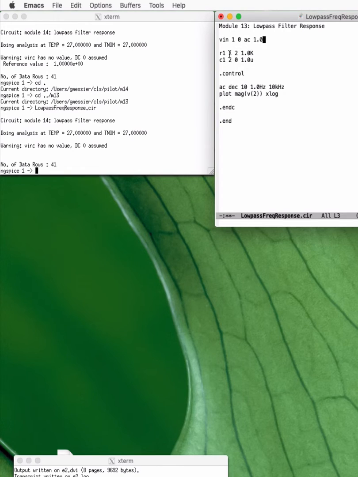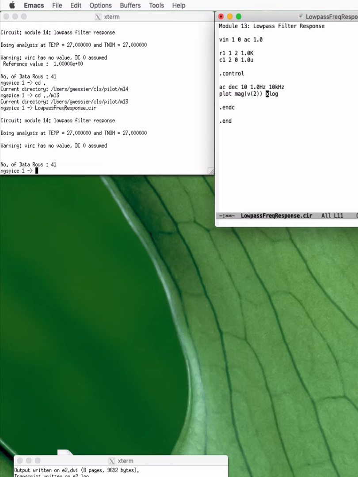We have a 1K resistor going from node 1 to node 2, and then going from node 2 to ground, we have a 1 microfarad capacitor. In our control section, we are going to ask SPICE to do an AC analysis to go up using decades of frequency. We're going to have 10 points per decade, and a decade is just a power of 10. We're going to start at 1 hertz, and we're going to go all the way up to 10 kilohertz.